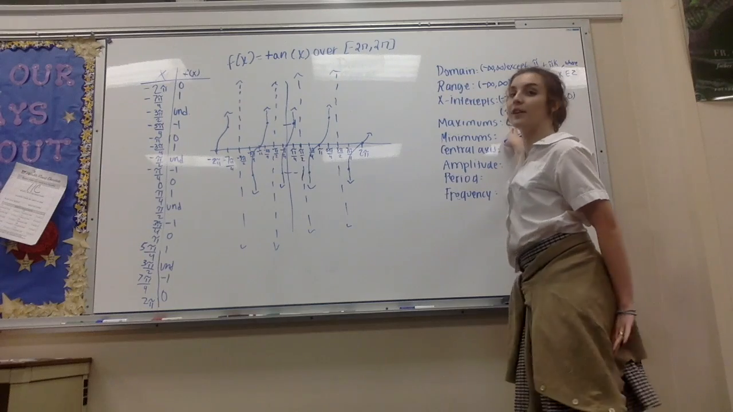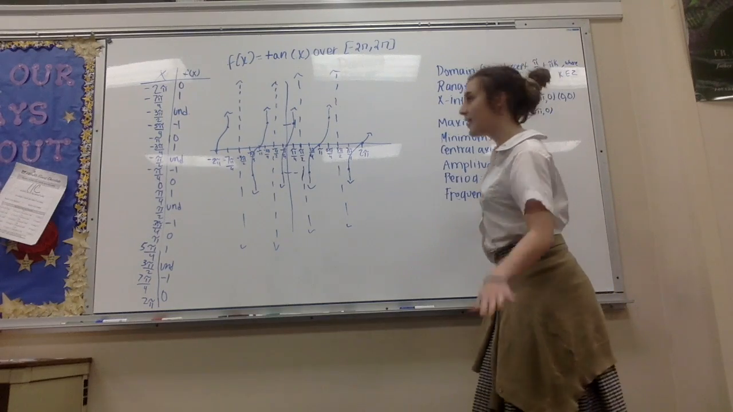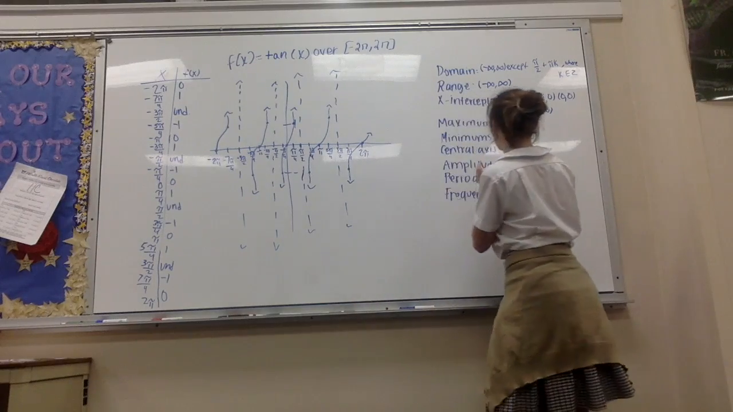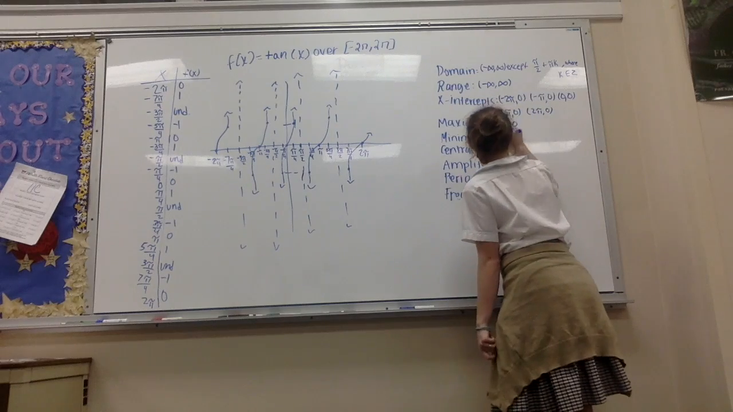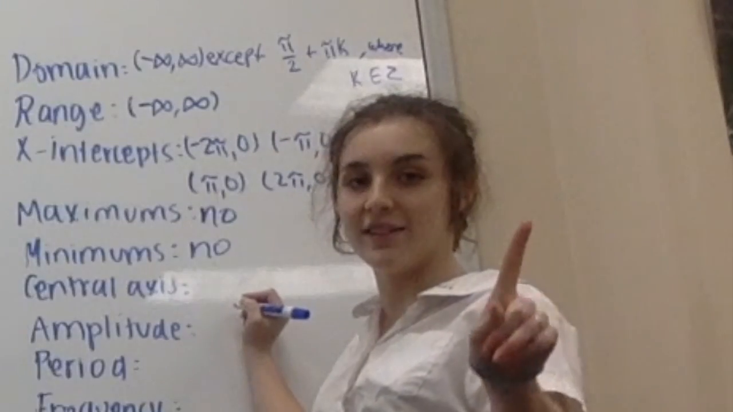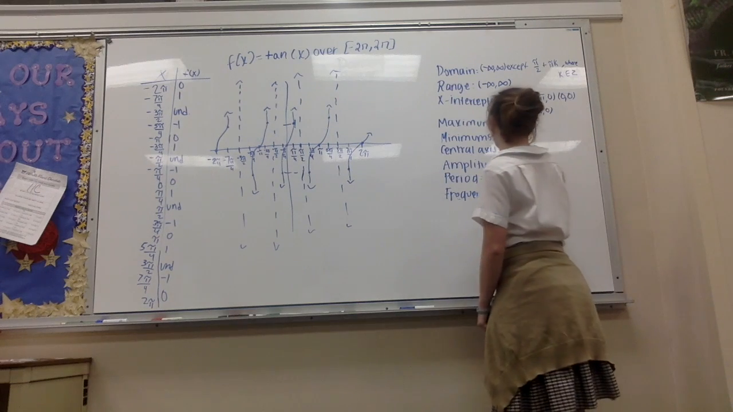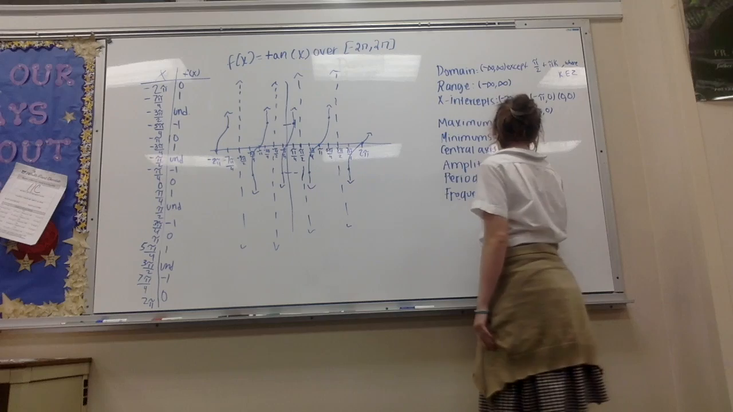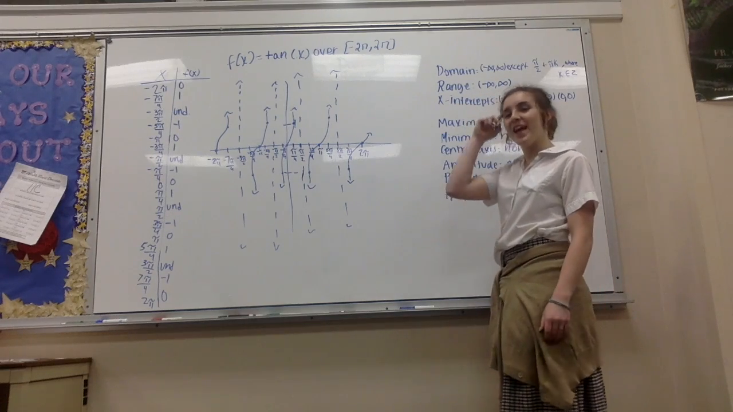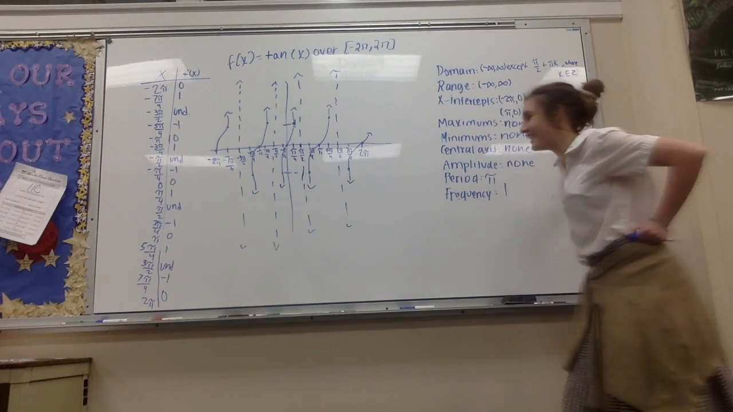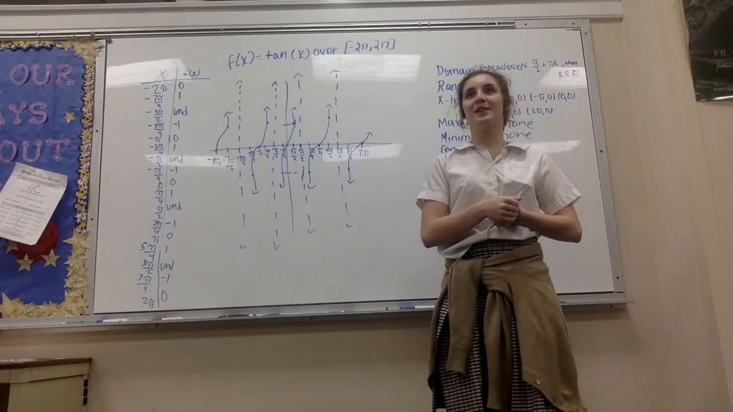Okay, so then for our maximums, get this, we don't have any, okay? Because this isn't a wave, so there's no up or down. So there are no maximums and no minimums. Central axis, there is not a central axis, okay? So none. I wrote no, but I should write none. Amplitude, again, no amplitude, not applicable. And our period here is pi, okay? And our frequency, that is the same one. So good. So yeah, thank you for coming to my TED Talk.